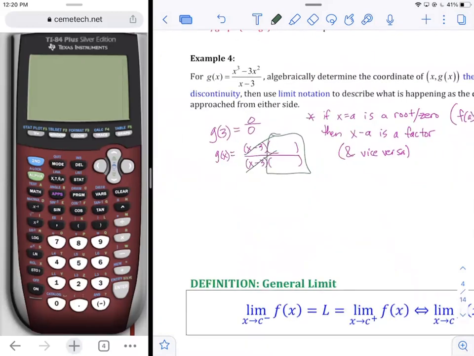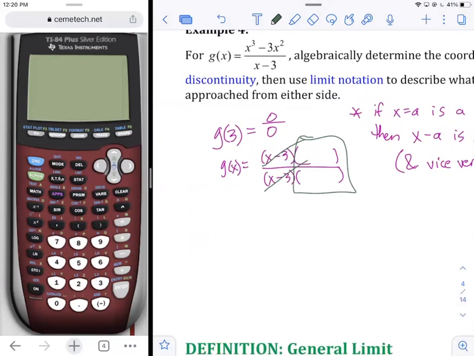So let's go ahead and do that. And I'm going to go ahead and set it up this way. I know I want to find the y value of the hole, but I want to start thinking of that now as the limit. So I'm going to put the limit as x goes to 3 of g of x, but I'm going to write g of x in there, okay?